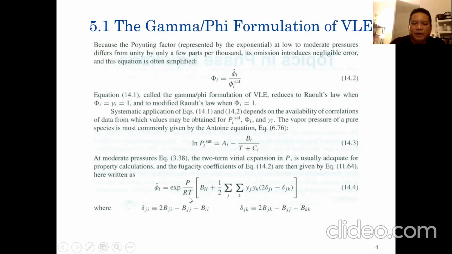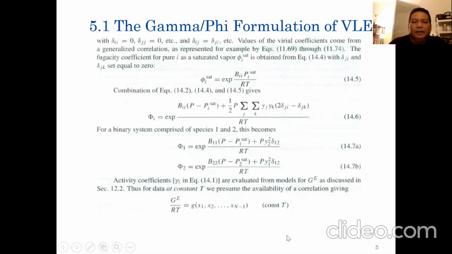So we have this, the two-term virial equation, with all this summation here, where delta ji equals this and delta jk equals this. So the phi saturated equals the exponent of the virial term over here, and then we can find what the phi is for the specific species, using this equation here. For a binary system of species 1 and 2, we get this equation here, with B1 and B2.